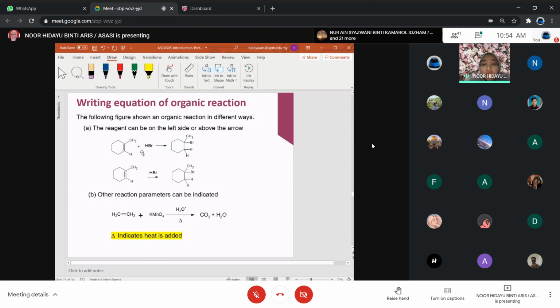One, if we put it in the equation, it becomes A plus B to produce C. Another way, we put it above the arrow: A reacts with B to produce C. So basically we get the same answer. Second, other reaction parameters can be indicated. Parameters, for example if we use heat, what the temperature is, or what the pressure is.